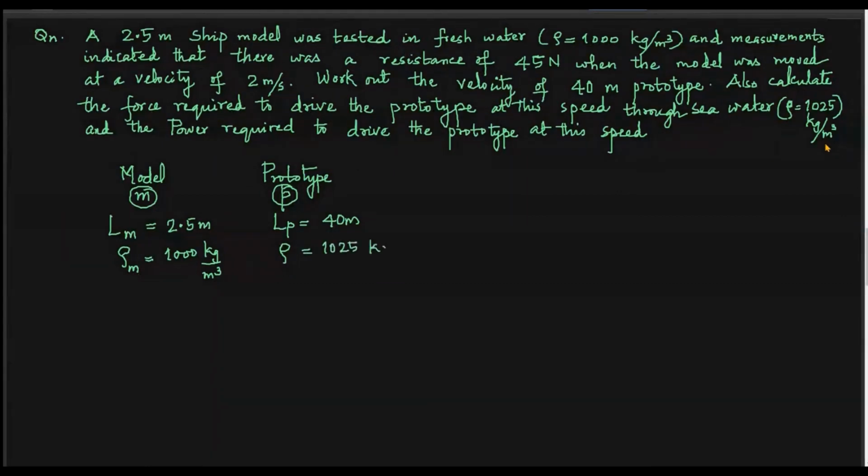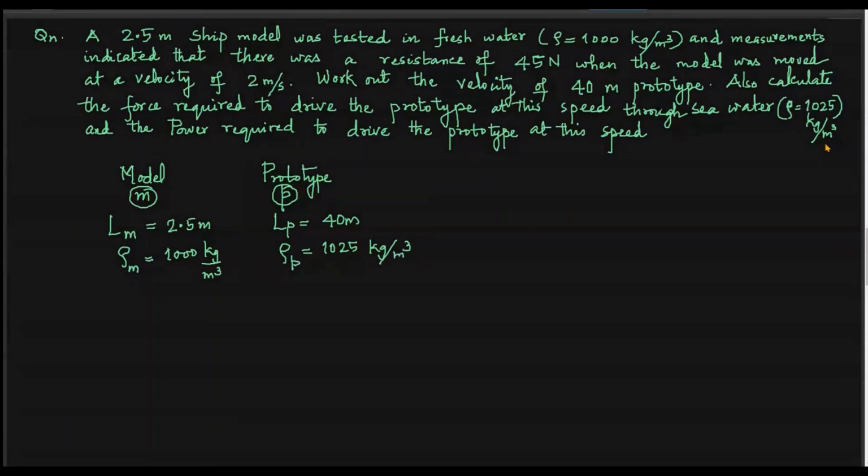A ship cannot be tested in air. But in a different situation, for example aeroplanes, which operate in air, the rho of air should be taken. Here the prototype is operated in seawater, so rho of P is 1025 kilogram per meter cube.